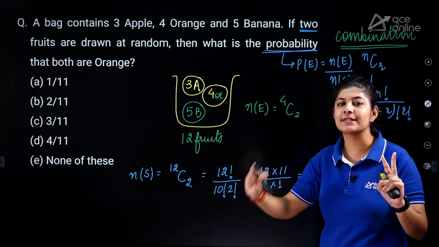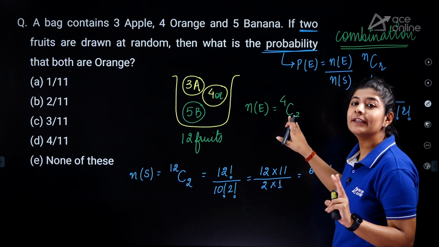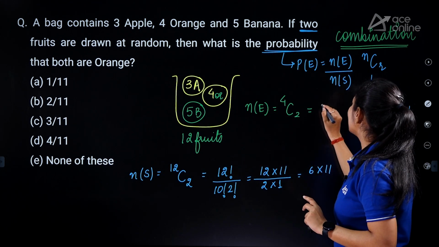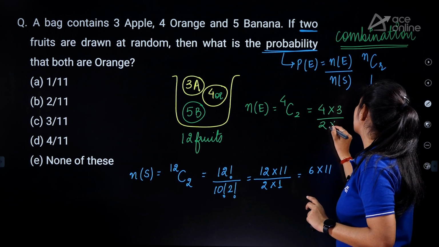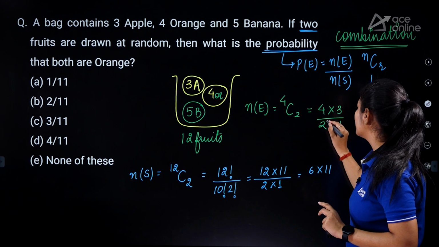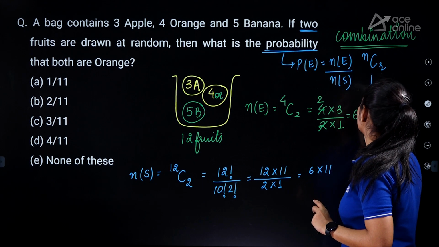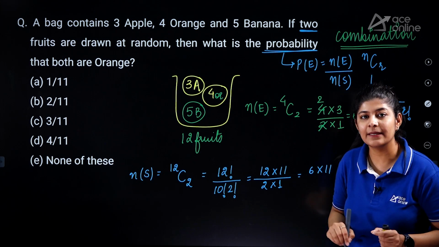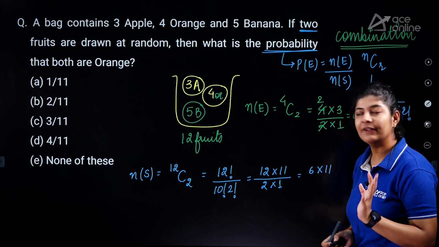Doesn't matter what is the sequence and which orange is coming out, but all we need is 2 oranges. So we can write it as 4 into 3 divided by 2 into 1. So again we can eliminate it. So we can say here we are having 6 favorable events, right?